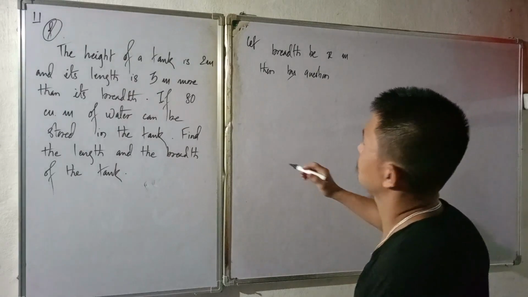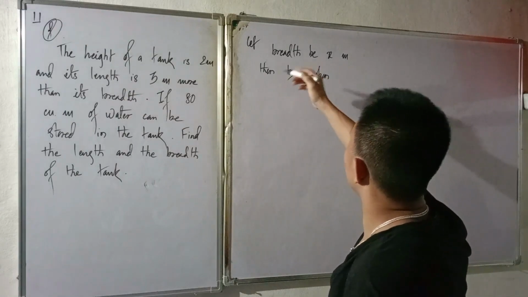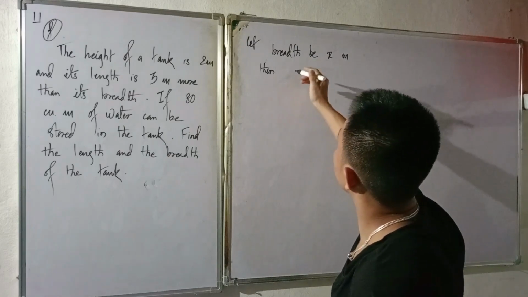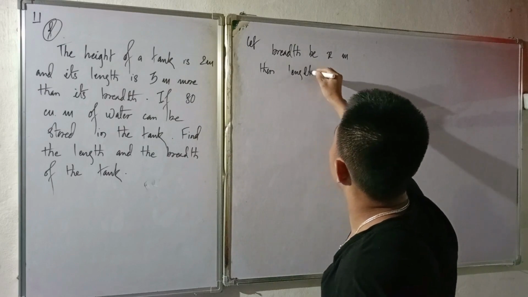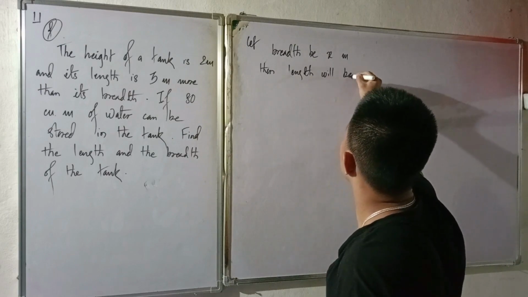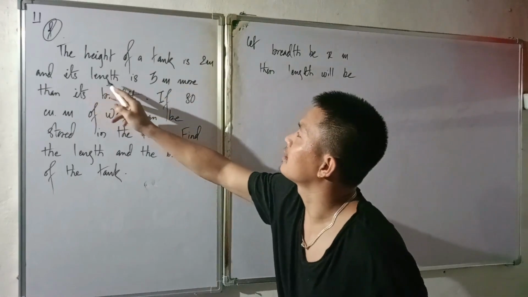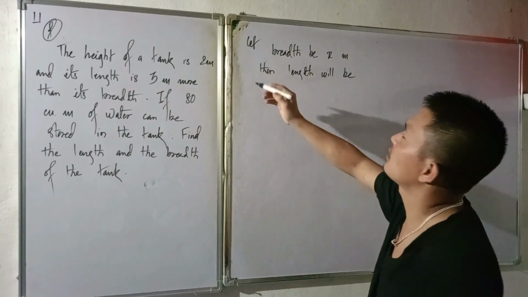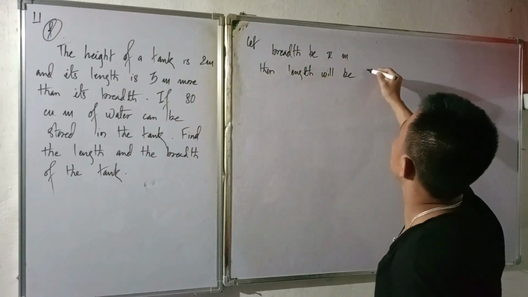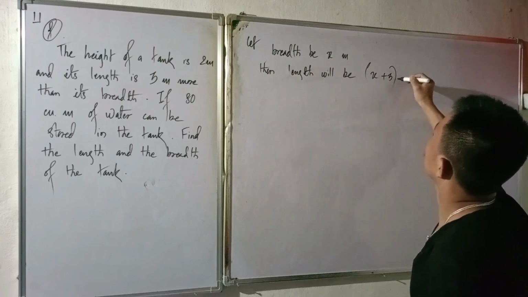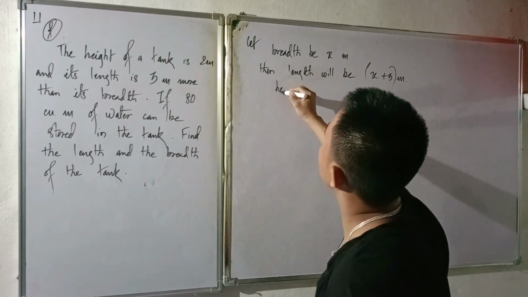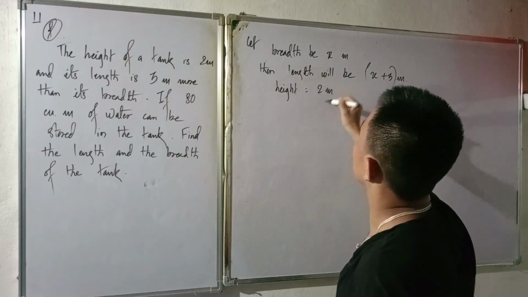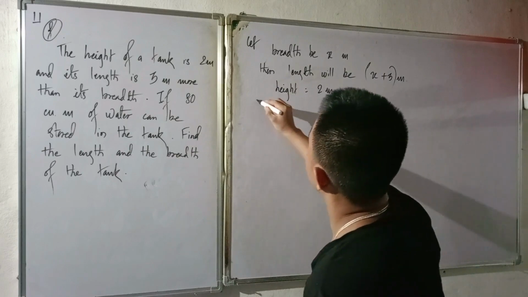From the question, let breadth be x meter, then length will be... its length is 3 meter more than its breadth. If we consider breadth x, then the length must be x plus 3. Okay, and we have been given height 2 meter.